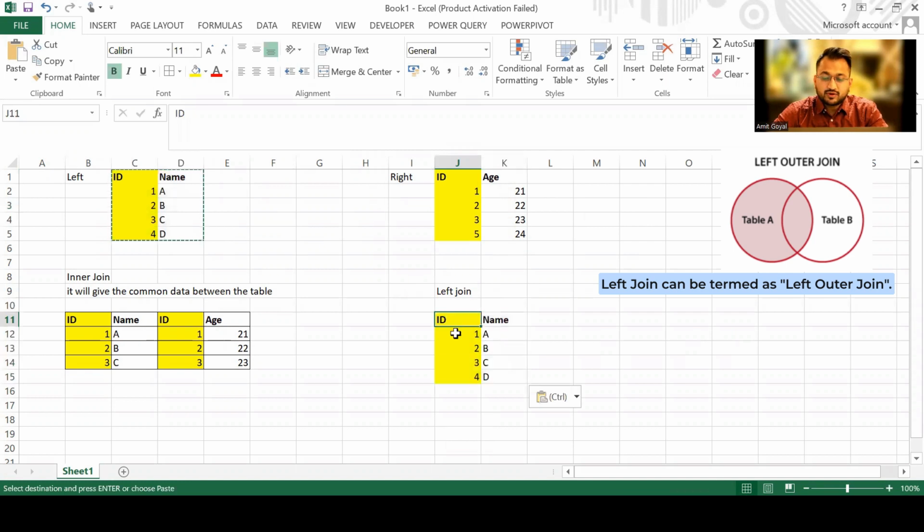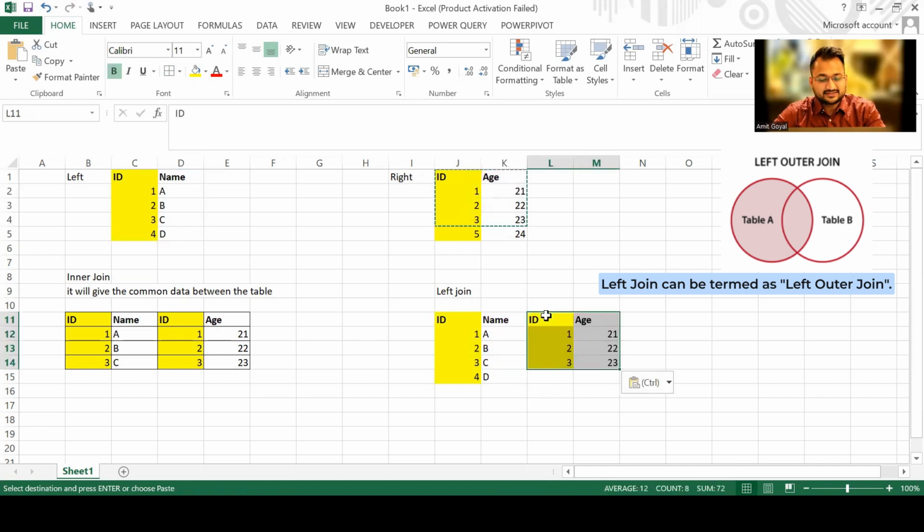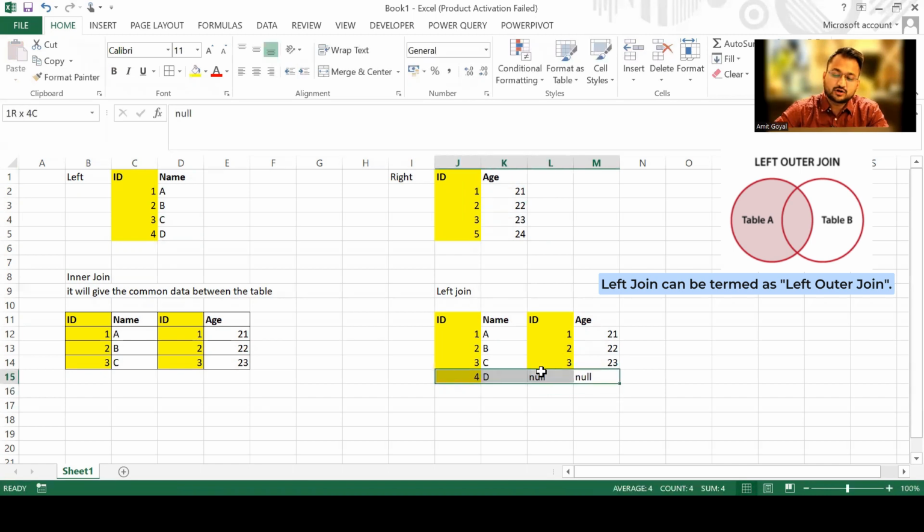Now, if I see over here, 1, 2, 3 have the matching data in the right table. So that means 1, 2, 3 will line up over here exactly the same way. But 4 is not present, so the 4 will come as null. Null over here means that this data is not present in the second table, so we don't have that information over here for the ID number 4.